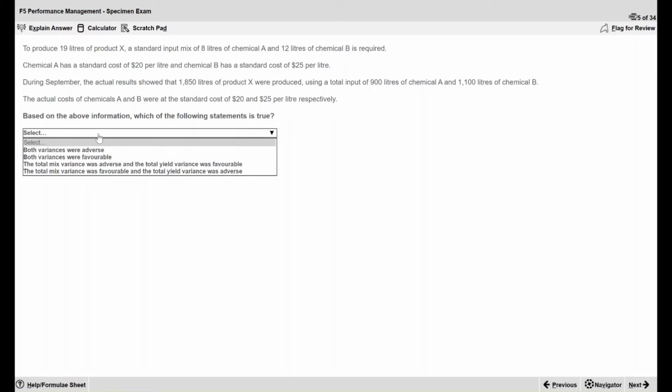So they're asking us to calculate mix and yield variance, which is a sub part of the volume variance. Remember, volume variance is divided into mix and yield variance. Mix variance is when the proportion of the material is different than the standard proportion. If you use expensive material more, it would be adverse. If you use cheap material more, it would be favorable. And then yield is the overall efficiency, overall output achieved from the material used. So let's calculate the variances now.